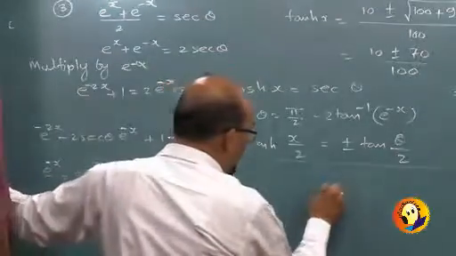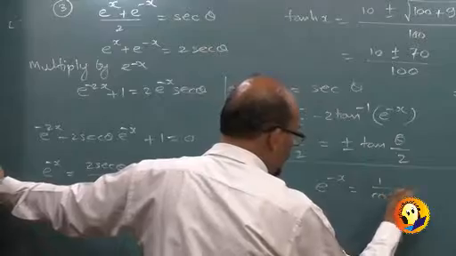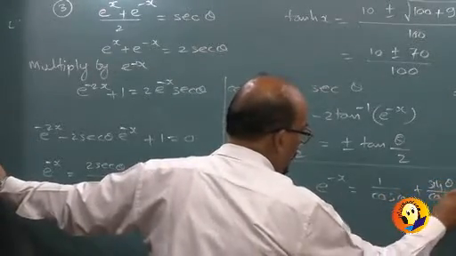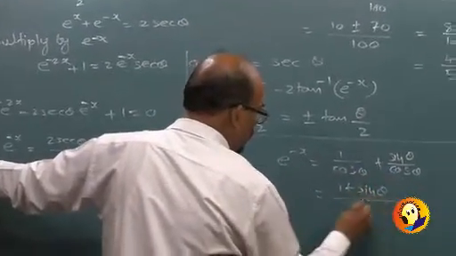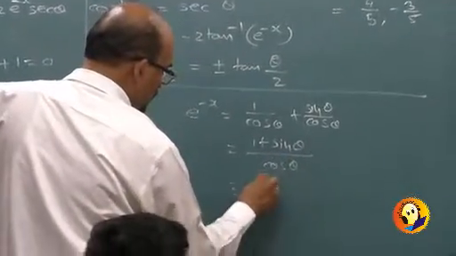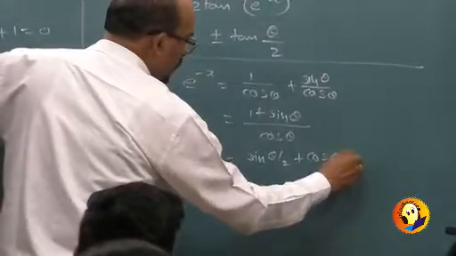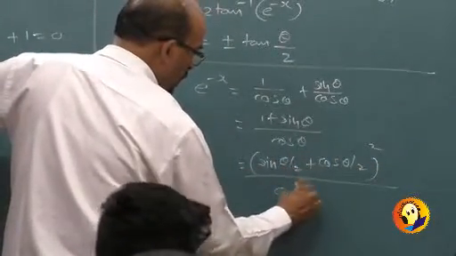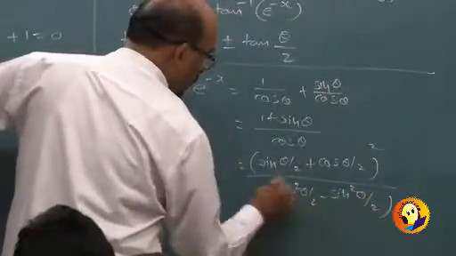So we have e raised to minus x equal to 1 upon cos theta plus sin theta upon cos theta, which is 1 plus sin theta upon cos theta, which is sin theta by 2 plus cos theta by 2 bracket square upon cos square theta by 2 minus sin square theta by 2.